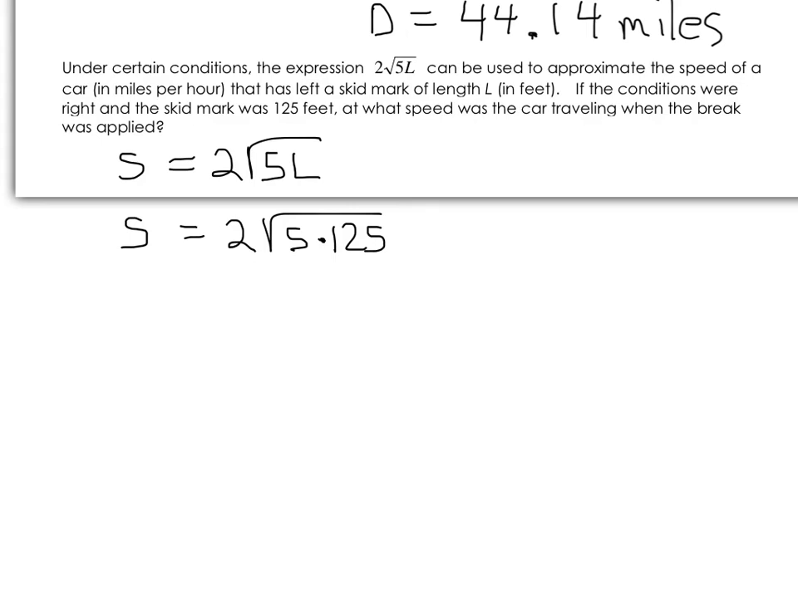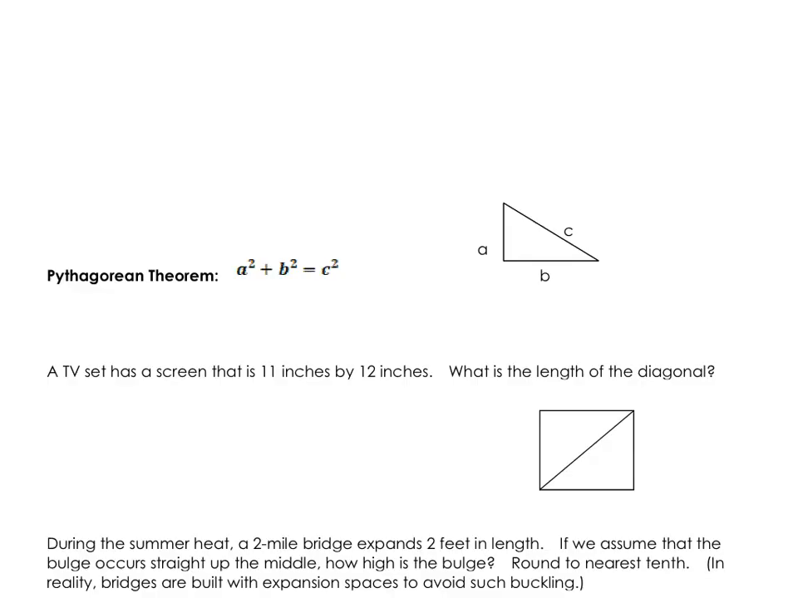So we can put that in the calculator. Square root of 625 is 25 times 2, 50 miles per hour. The car was going approximately 50 miles per hour. I always wondered how they judged how fast the car was going from the length of the skid mark. That's interesting. Pythagorean theorem.